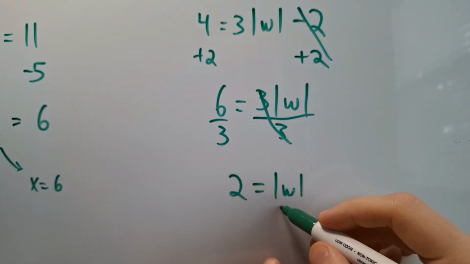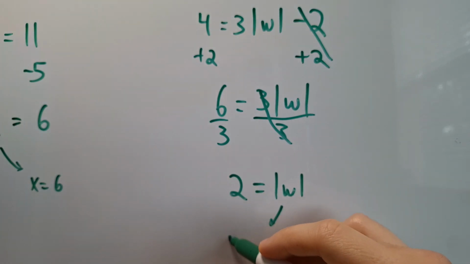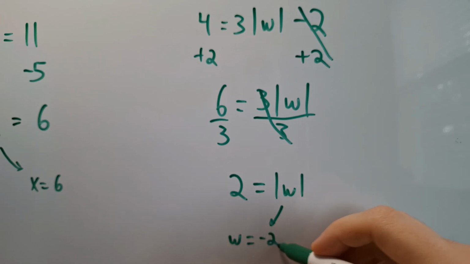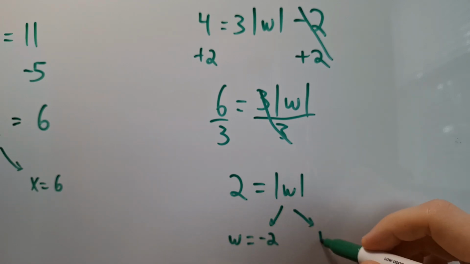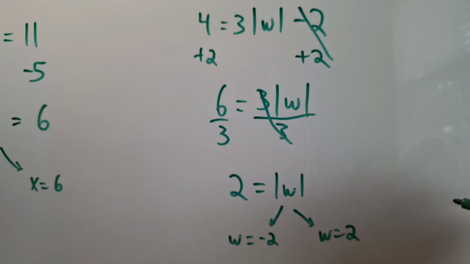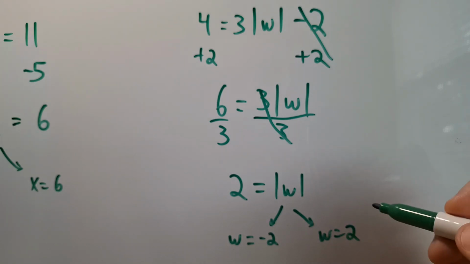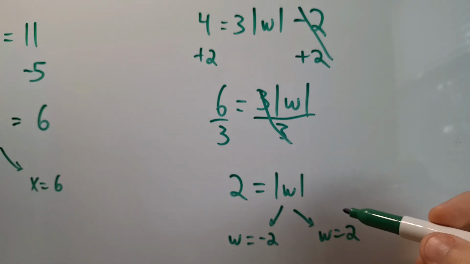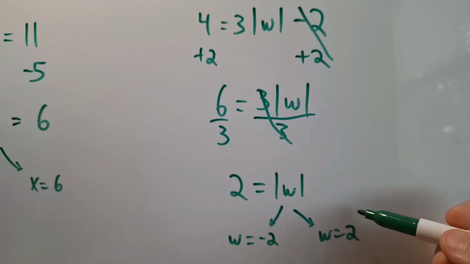Which again generates two solutions. w is equal to negative 2. w is equal to positive 2. So this takes care of the initial steps.